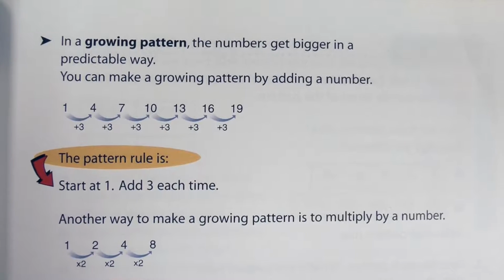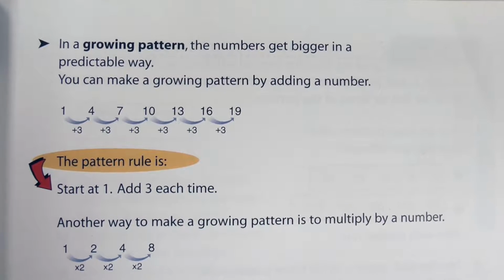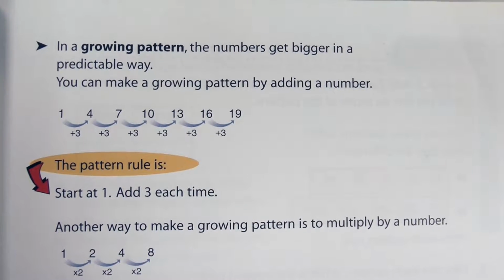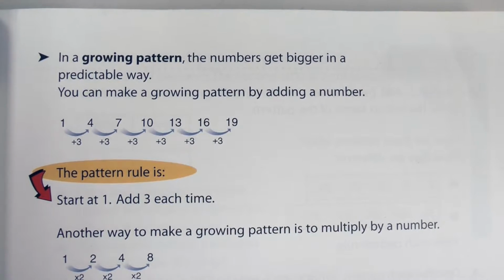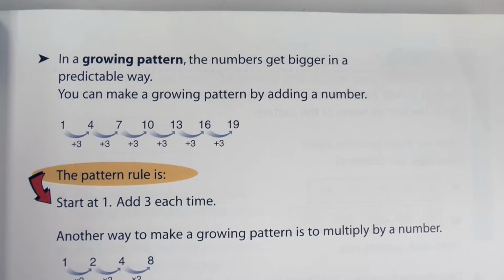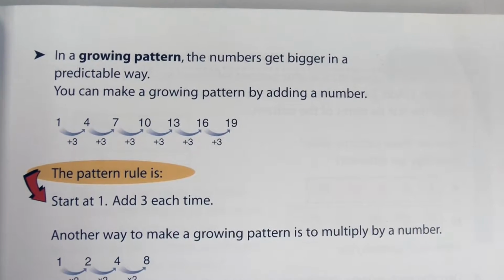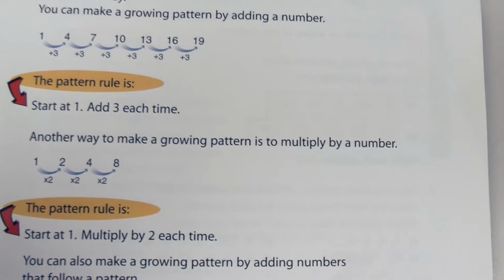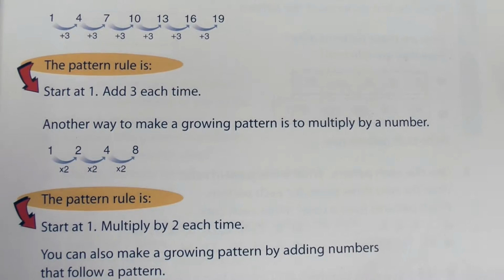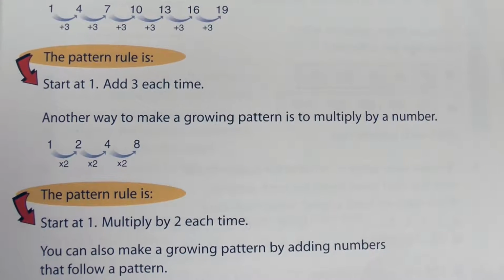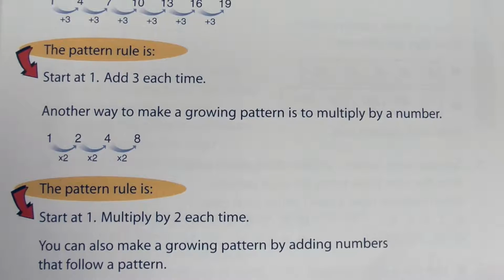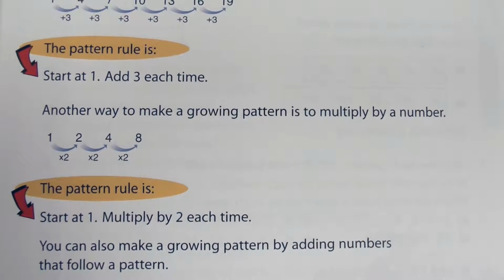In a growing pattern, the numbers get bigger in a predictable way. You can make a growing pattern by adding a number. 1, 4, 7, 10. The rule is start at 1, then add 3 each time. You can make a pattern by multiplying. 1, 2, 4, 8. The pattern rule here, start at 1, multiply by 2 each time.